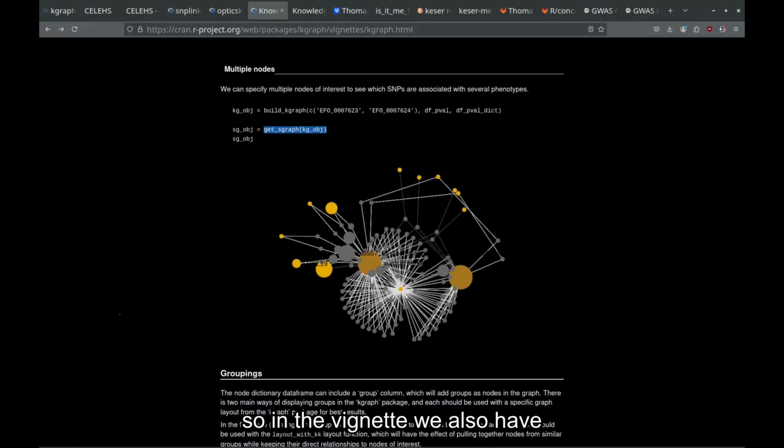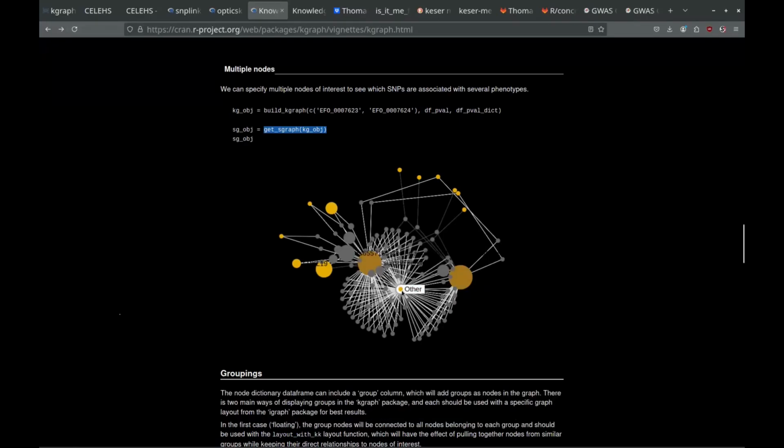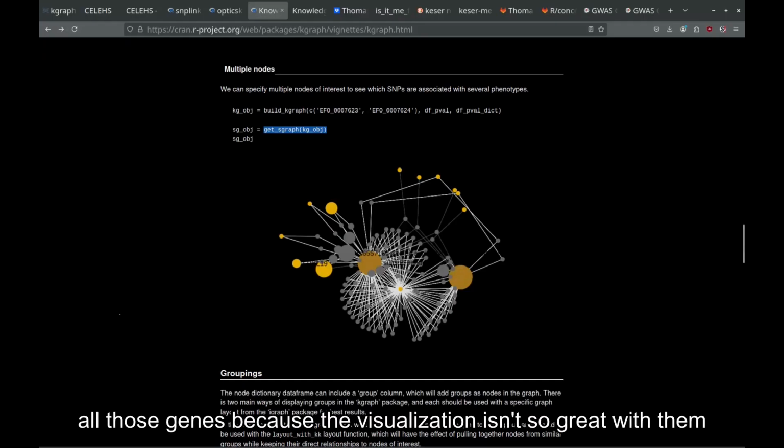So in the vignette, coming back to the previous data set, we also have suicidality. Here we have a bit the same behavior, where the group 'other' has a lot of elements. So this could be refined. Maybe we could take out all those genes because the visualization isn't so great with them.